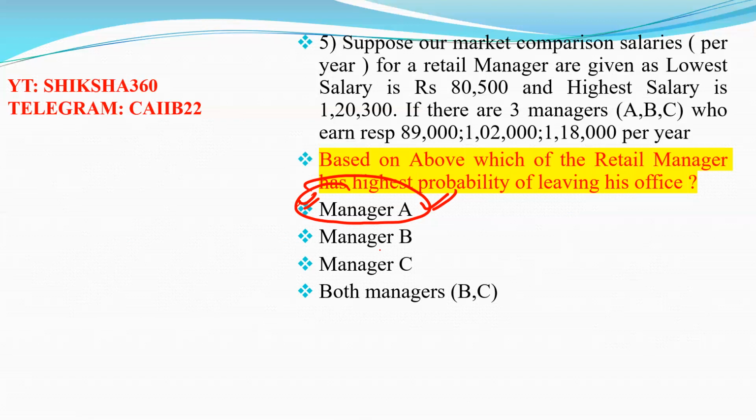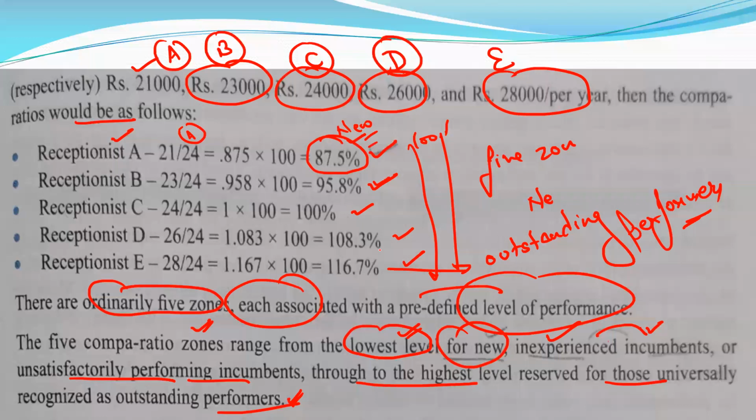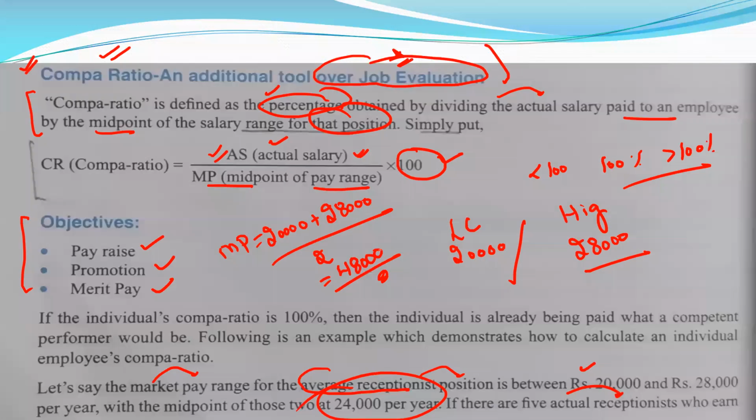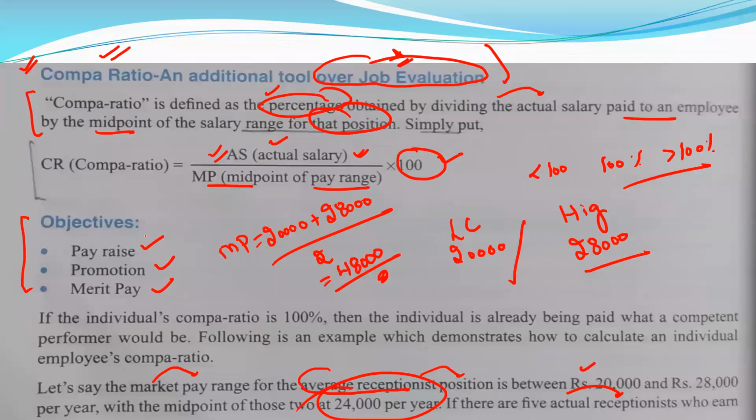So this is basically a simple case study, but you are able to answer it only if you understand all the concepts of the Compa ratio. Only a half-page theory is given in the book, and you have to understand that. This is a very good question in the form of a case study if they ask it.